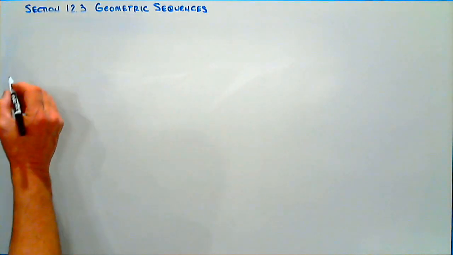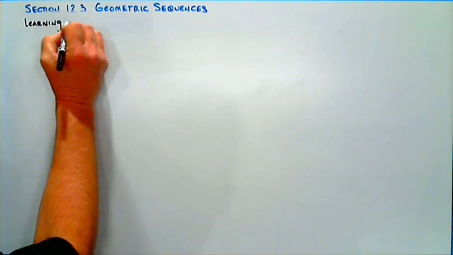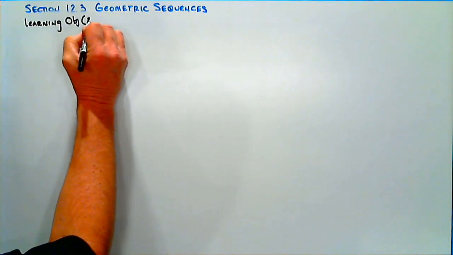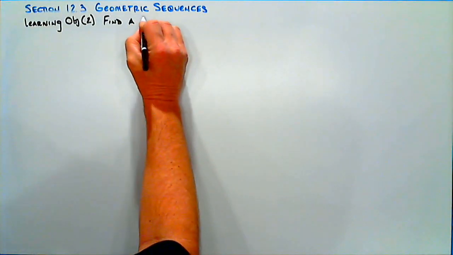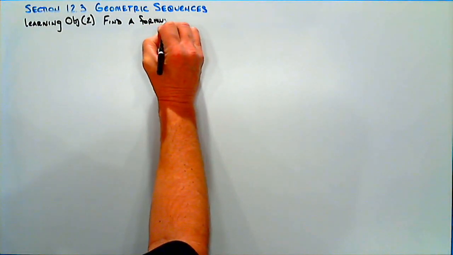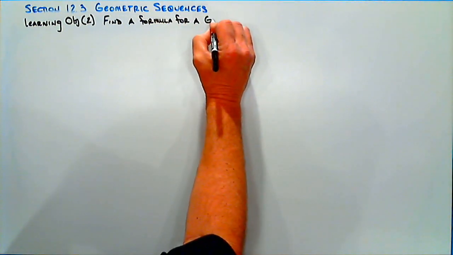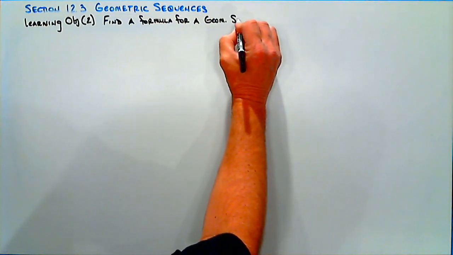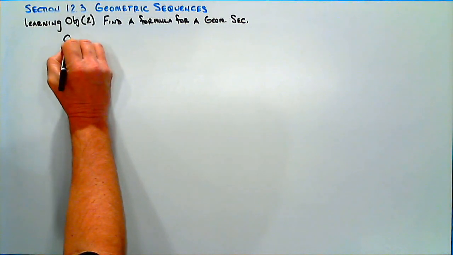And learning objective number 2 says, find a formula for the geometric sequence. So this is learning objective number 2, and we want to find a formula for a geometric sequence. Okay, we want to find a formula for a geometric sequence. Now, how are we going to do that? Well, we're going to make a list.